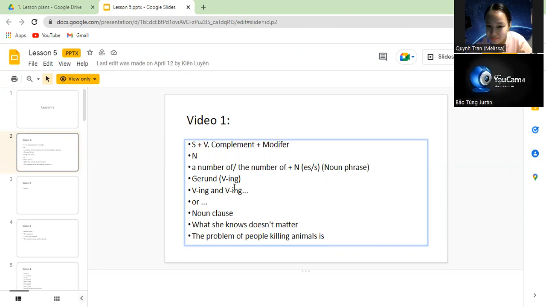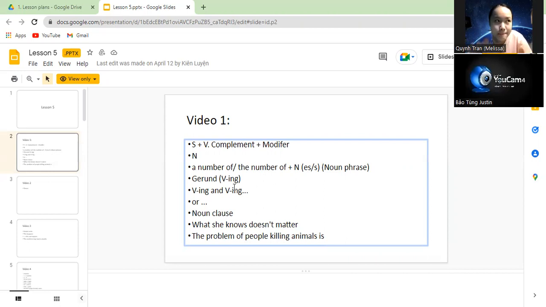Both after the... Okay, so I will help you with that. A number of means many, that's correct. The number of means just number. For example, a number of students in the class finished their homework. It means that many students in the class finished the homework.